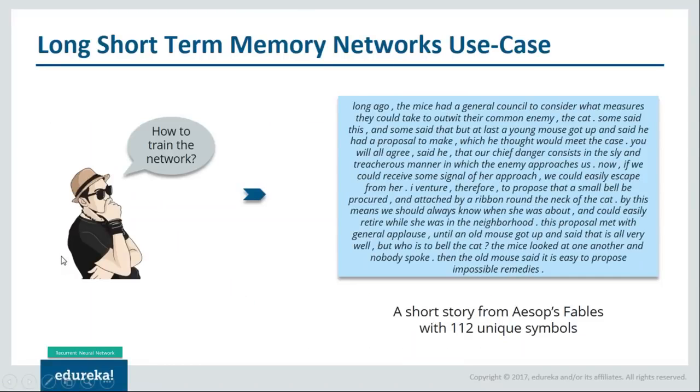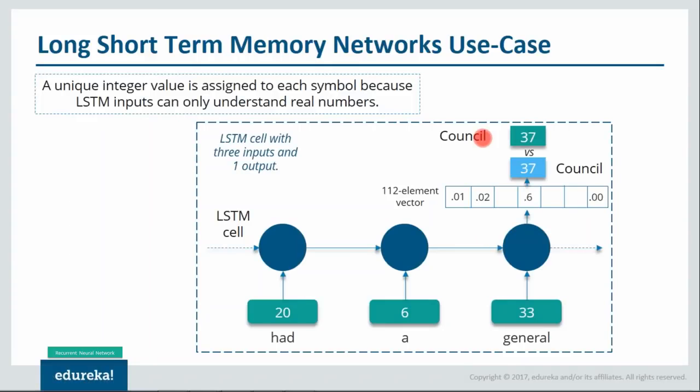So we'll be training our LSTM to predict the next word using a sample short story that you can see over here. All right, so it has basically 112 unique symbols. So even comma and full stop are considered as symbols. All right, so this is what we are going to train it on. Technically, we know that LSTMs can only understand real numbers. So what we need to do is convert these unique symbols into a unique integer value based on the frequency of occurrence. And like that, we'll create a dictionary.